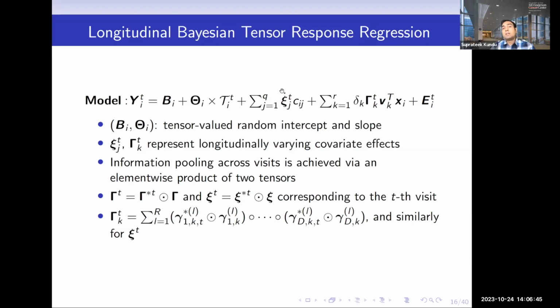You have these demographic covariate effects, the zetas. These are also tensor valued, but note that they are time varying. So the demographic covariates have a time varying effect on the images. And similarly, these are the genetic effects as well. From the previous cross-sectional decomposition, these are the low-rank genetic effects that also vary across time. These tensors are also time varying.